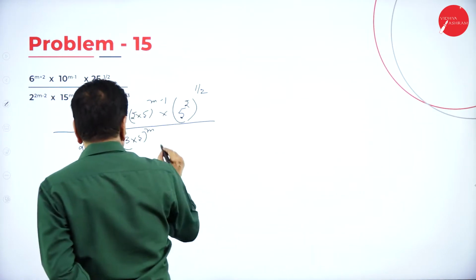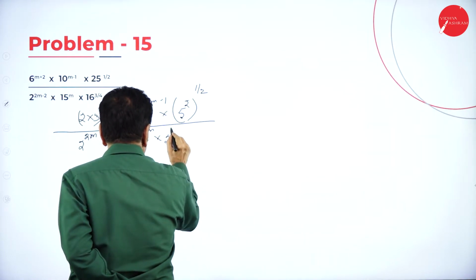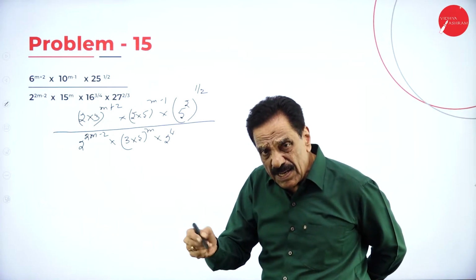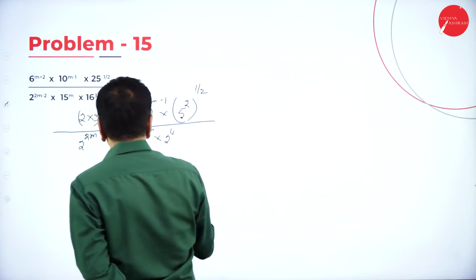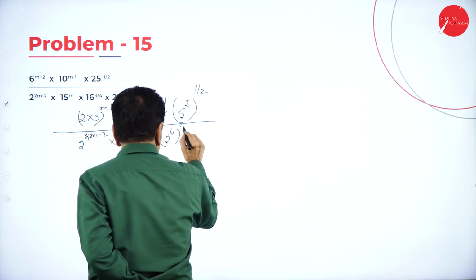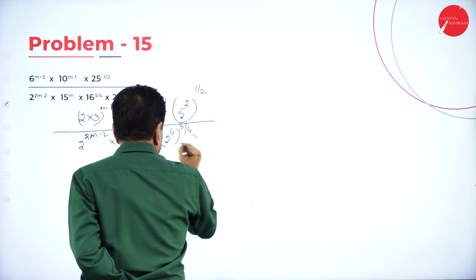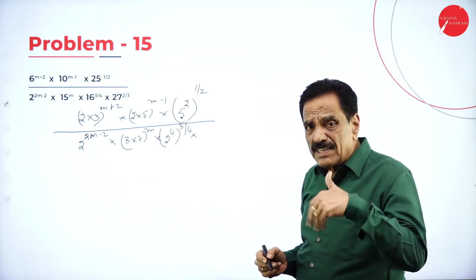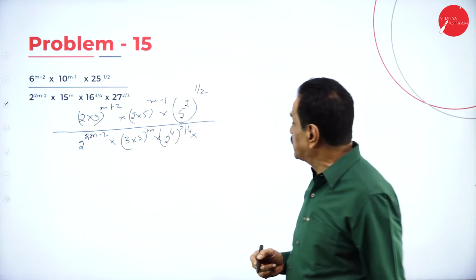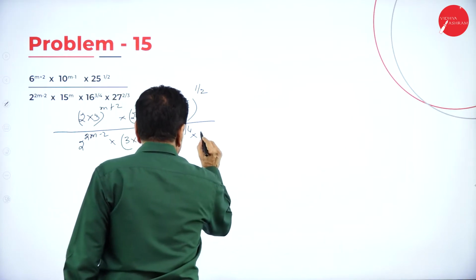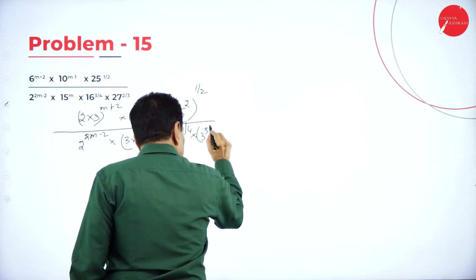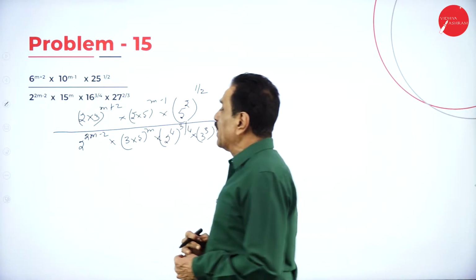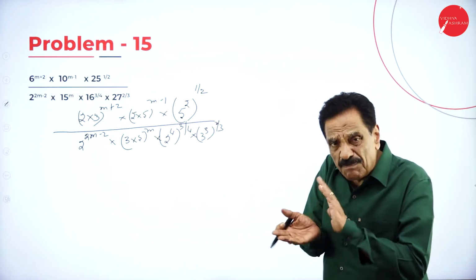This is 16, which is 2 to the power of 4. 2 twos are 4, 4 twos are 8, 8 twos are 16, to the power of 3 by 4, into 27. 3 threes are 9, 9 threes are 27, 3 cube to the power of 2 by 3. I made it simplify in the form of 2 and 3.